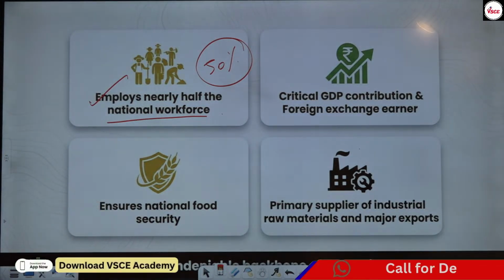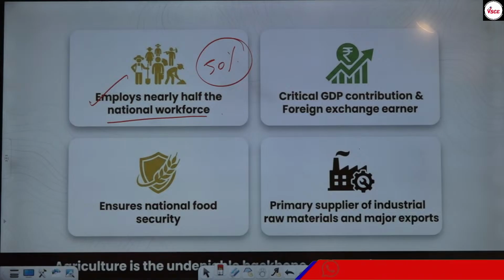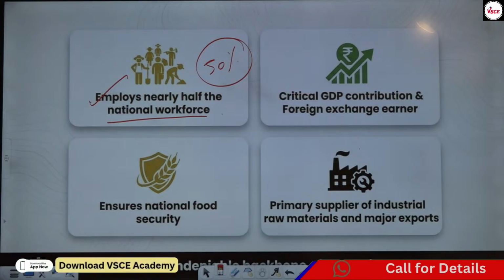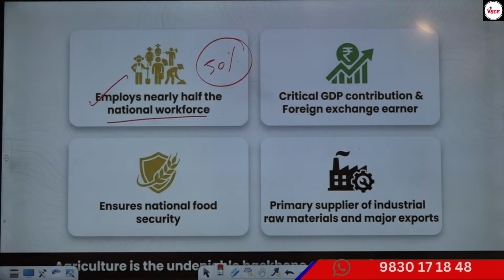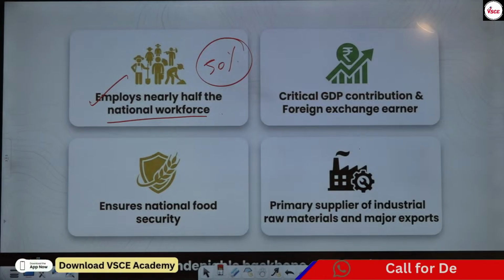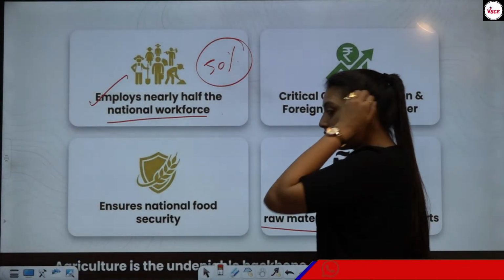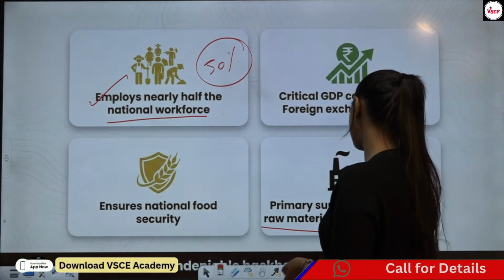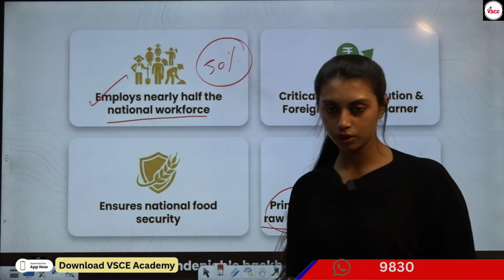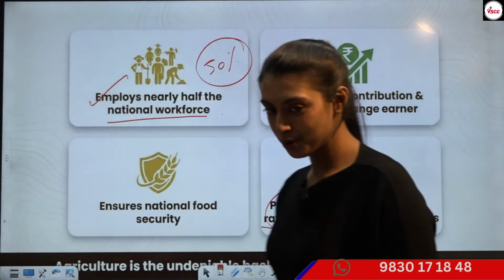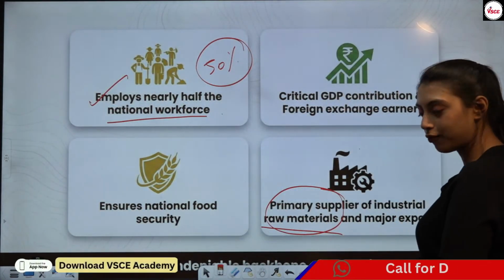So the critical GDP contribution and foreign exchange earner, right? We know that we are also exporting our produce, okay? It ensures national food security, and is the primary supplier of industrial raw materials and major exports. Give me an example. Let's talk about cotton, right? A major supplier of industrial raw materials. Can we talk about the raw materials that we used to export to the British, the colonizers of our country? Yes.